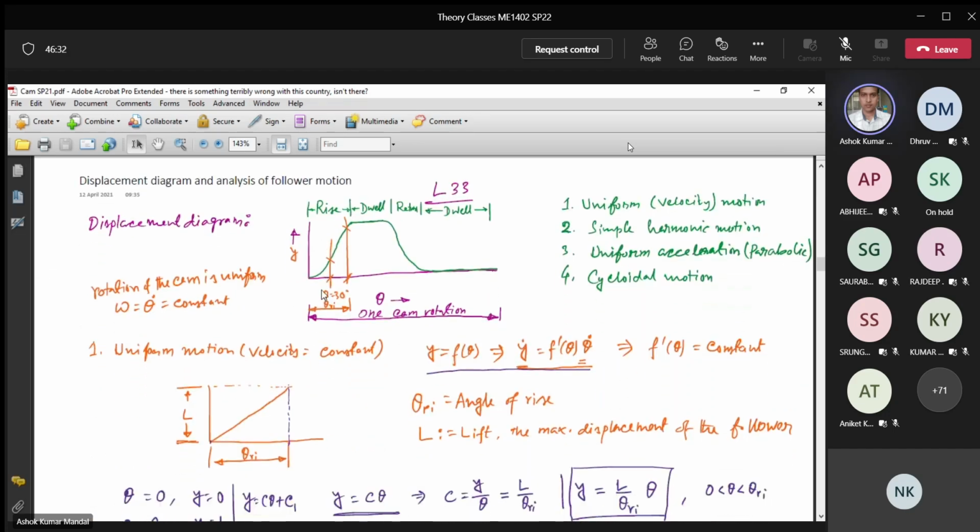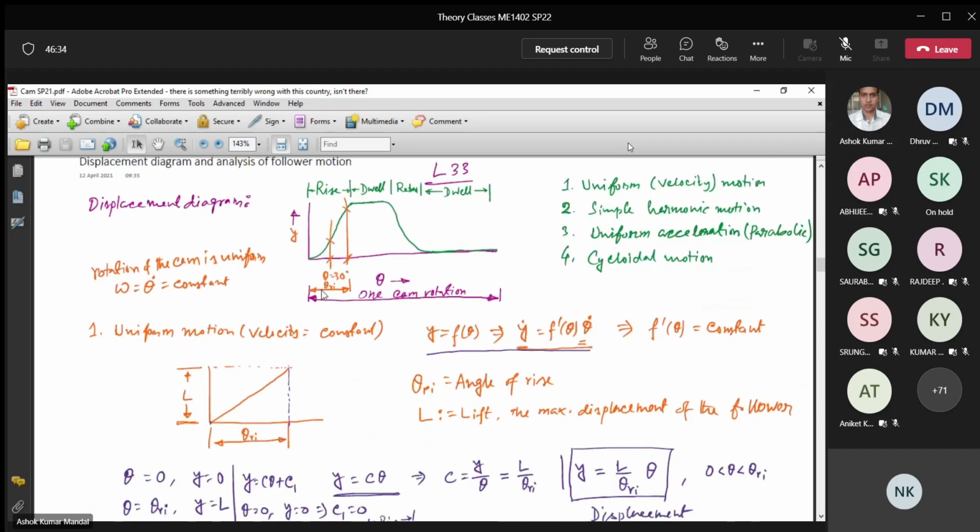Now this is where we will actually discuss four kinds of motion of the follower: uniform velocity motion, simple harmonic motion, uniform acceleration, which is also called parabolic motion, and why it is parabolic we will discuss, and cycloidal motion. These four kinds of motion of the follower we will discuss.